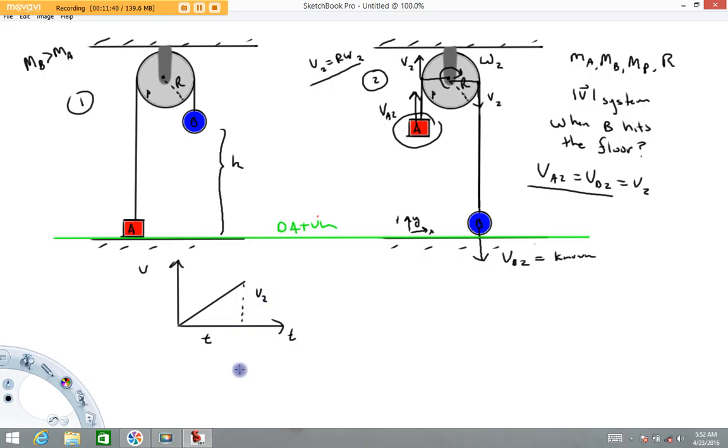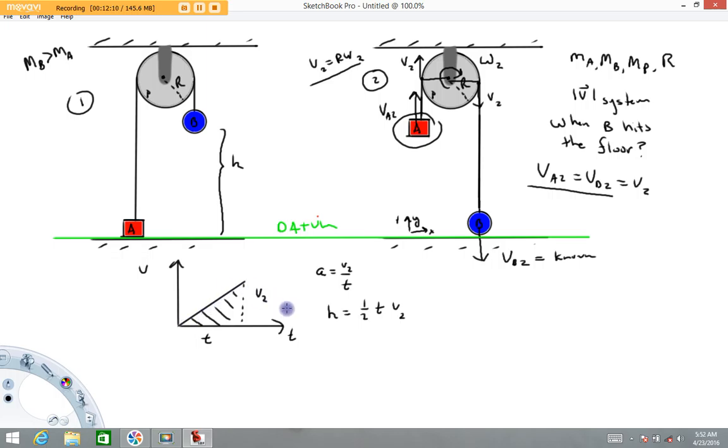And then remember, when we analyze motion, the important concepts are slope and area. The slope gives the acceleration. So the acceleration of this system is V2 over t. And the area bound under the curve, this area right here, is going to give our displacement. Our displacement in this case is h, and that area is 1/2 t times V2. And that's because this is a triangle.